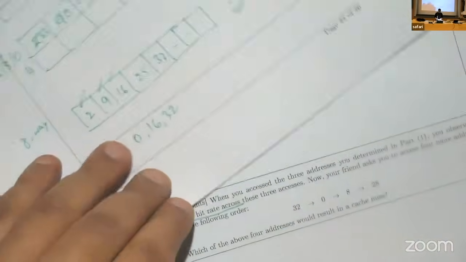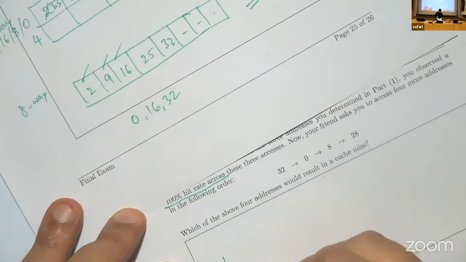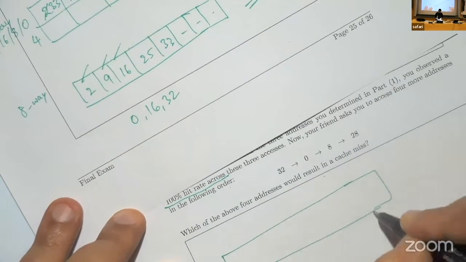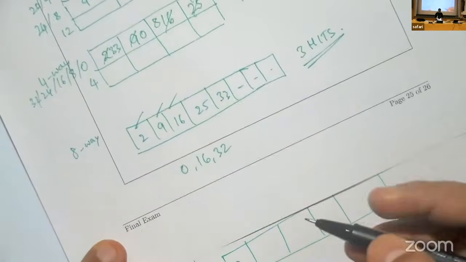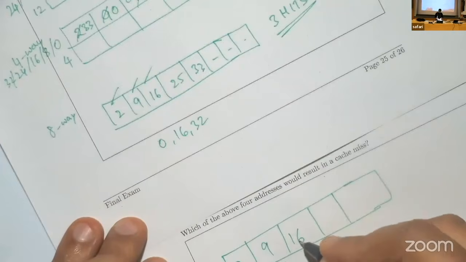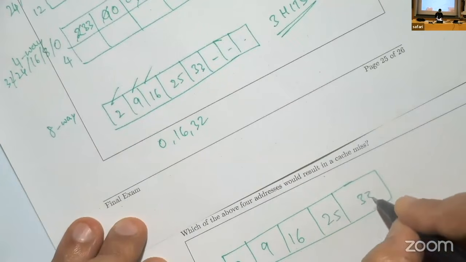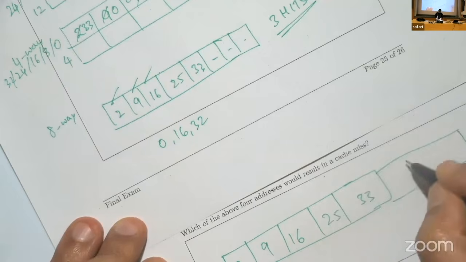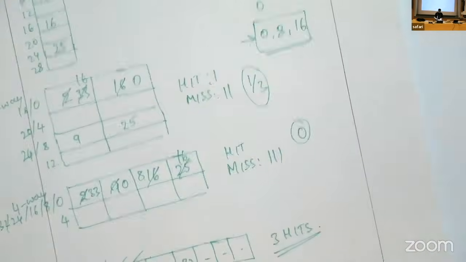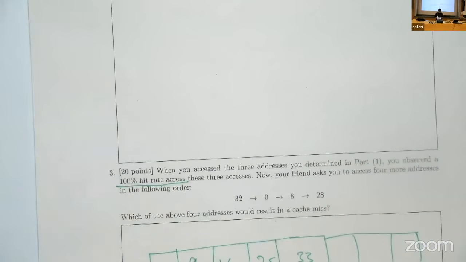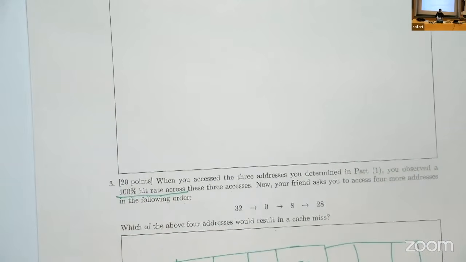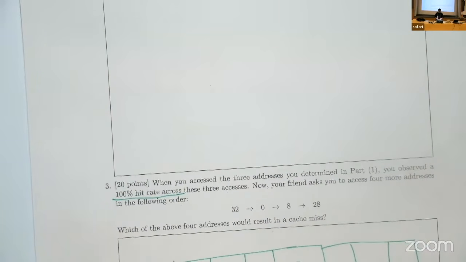So if I redraw the 8-way, the state of the cache after the last 3 accesses. So okay, this is the state after the last accesses, but now we are given 4 more accesses, and we need to find out which one of these accesses results in a cache miss.